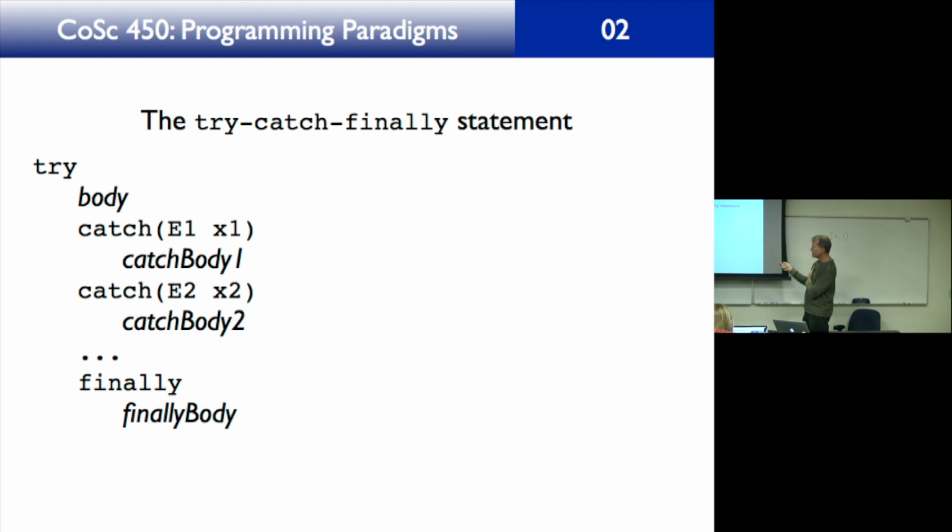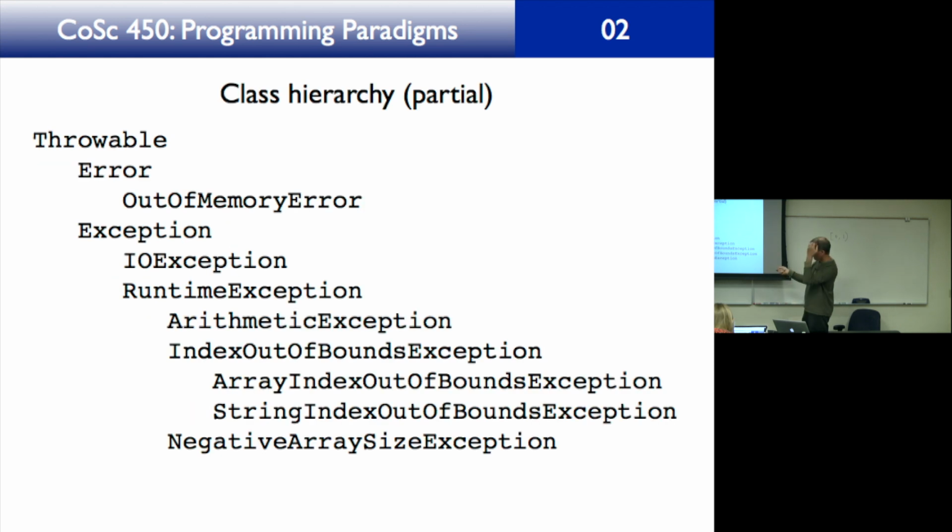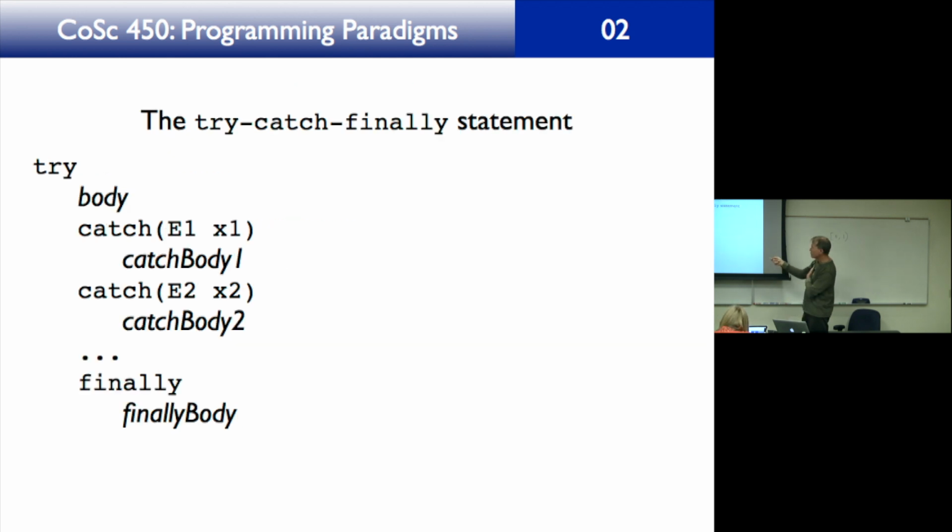So you have try, and then nested inside the try is body, and then nested at the same level of the body but after it is catch E1 X1 and catch body 1 and catch E2 X2 and then catch body 2. And now what happens is this E1 and this E2, what are they? They come from this list of throwable exceptions. So for example, if you want to catch an arithmetic exception, you would say catch ArithmeticException, and then your variable here is the variable that has this type. And then you can use this x1 in the body. Do you see how that works?